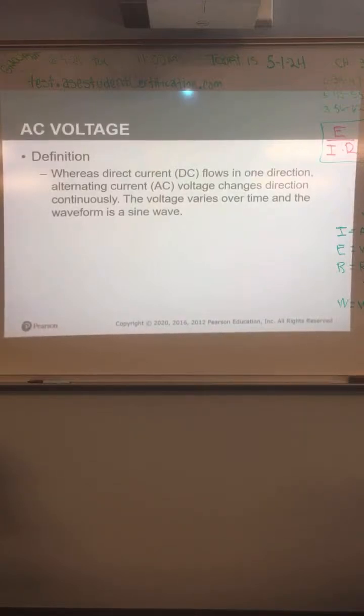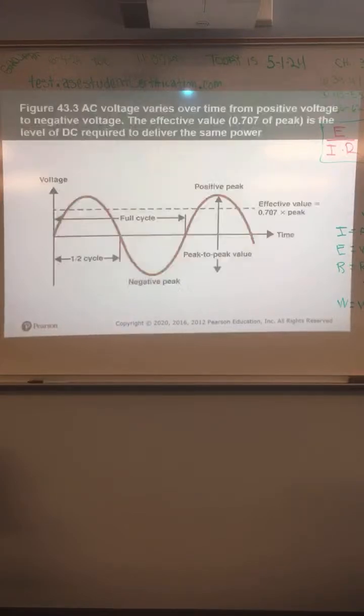Okay, DC flows in one direction, alternating current changes direction continuously, voltage varies over time. Waveform is a sine wave for AC, everybody knows that, right? Okay.